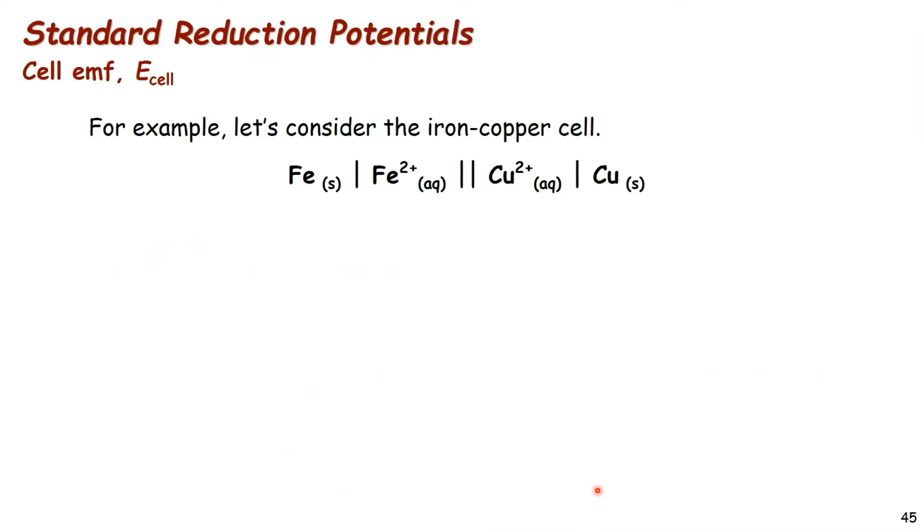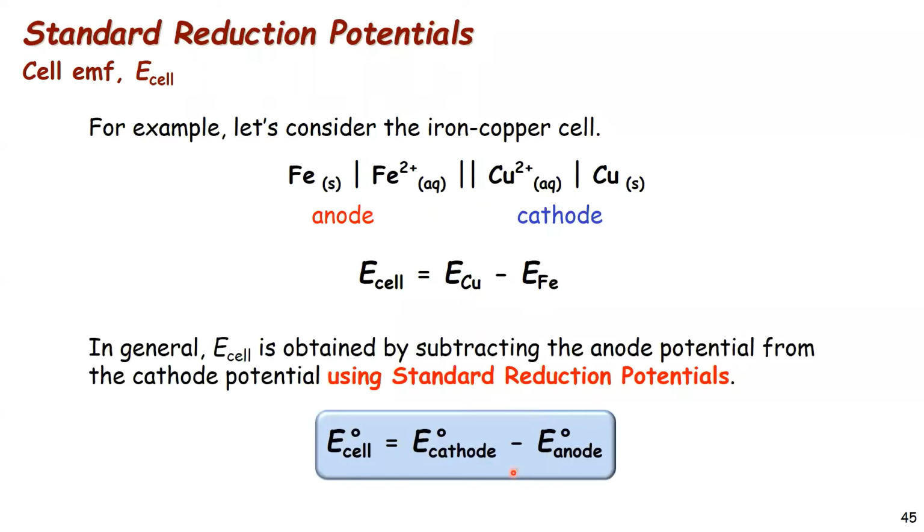Okay, so again, we have the anode, we have the cathode, and so the standard cell potential is just going to be the cathode minus the anode. Okay, so there it is, the cathode minus the anode. That's how we're going to determine the standard cell potential using the standard reduction potentials. Again, these are both the reduction potentials, even though this is oxidation, that's where the negative sign comes in.